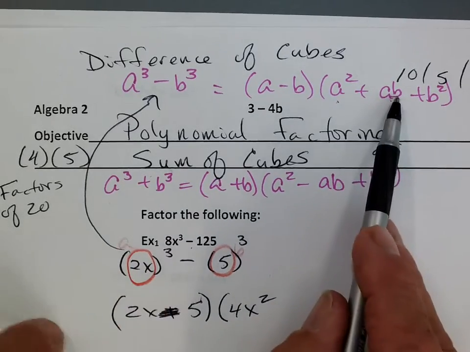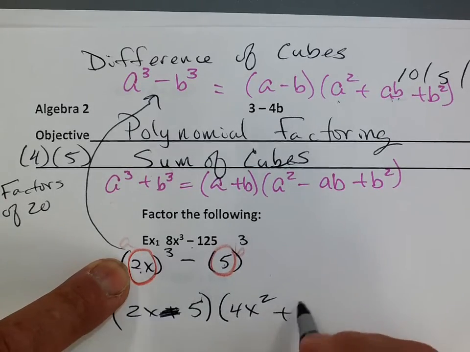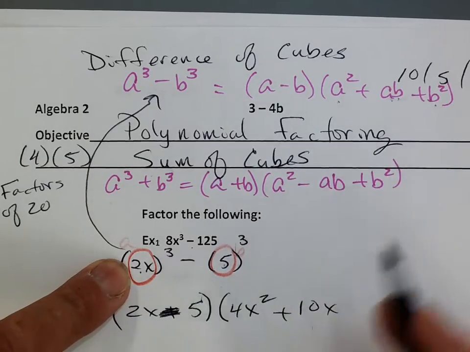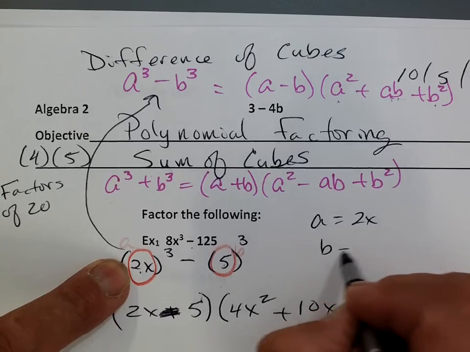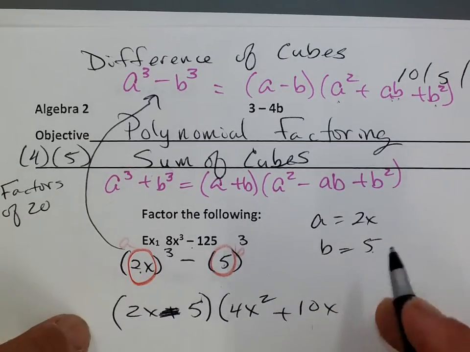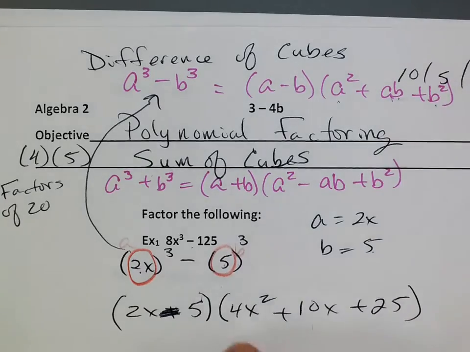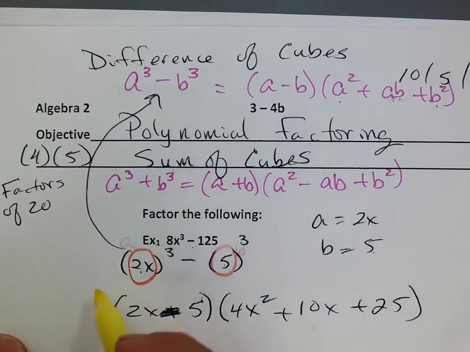Then I go plus ab. So plus ab, I'm going to go 2x times 5, which is going to give me a positive 10x. And then plus b squared. A was 2x and b was 5, so b squared is positive 25. And that's all I can do. That's it. We're done. This does not factor further. Again, if it did, we'd have a different formula. So done. Okay.